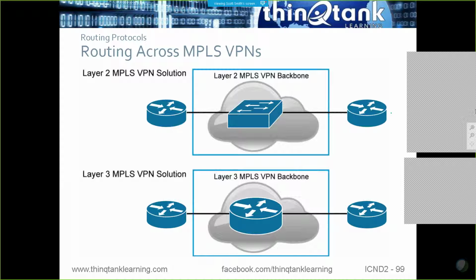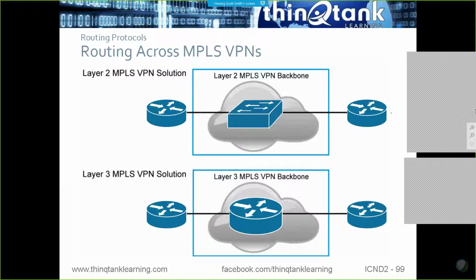There's never really an instance where you're actually running MPLS within your enterprise. MPLS, which stands for Multi-Protocol Label Switching, is a protocol that runs in the cloud. Whether it's a layer 2 MPLS VPN or a layer 3 MPLS VPN means, does the cloud look like a switch or does the cloud look like a hop? All right?